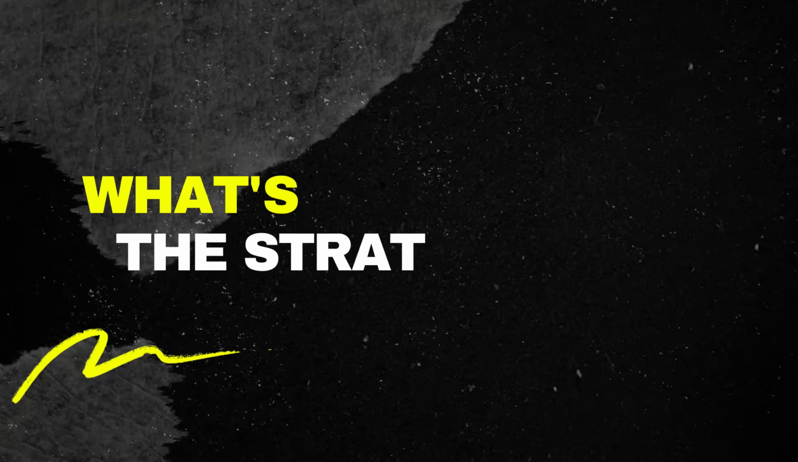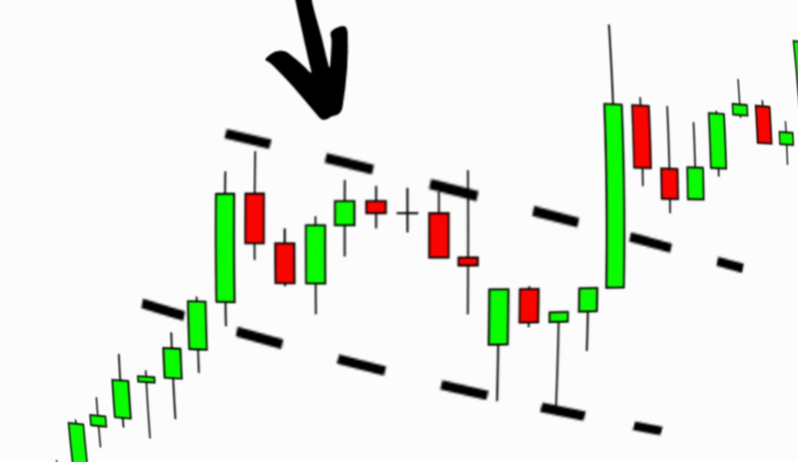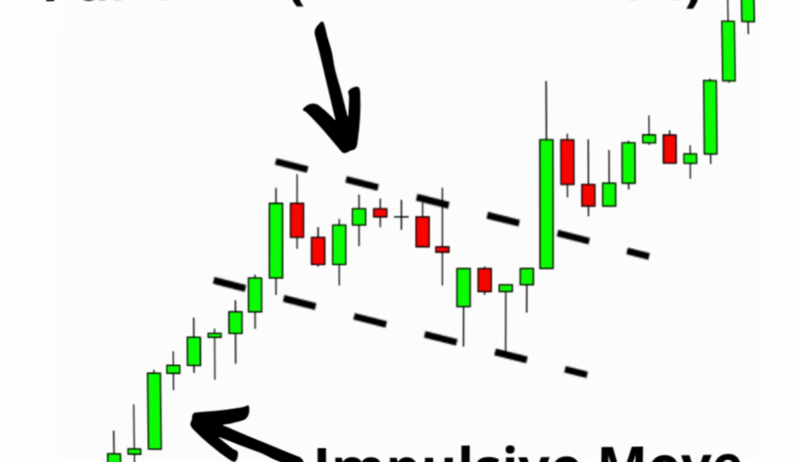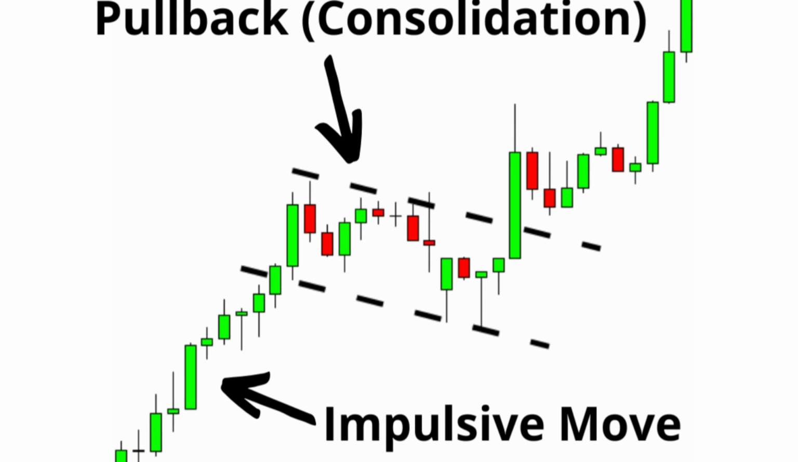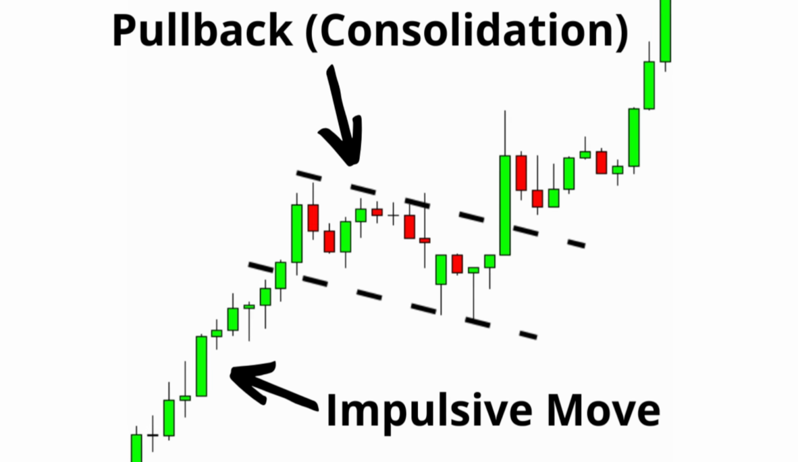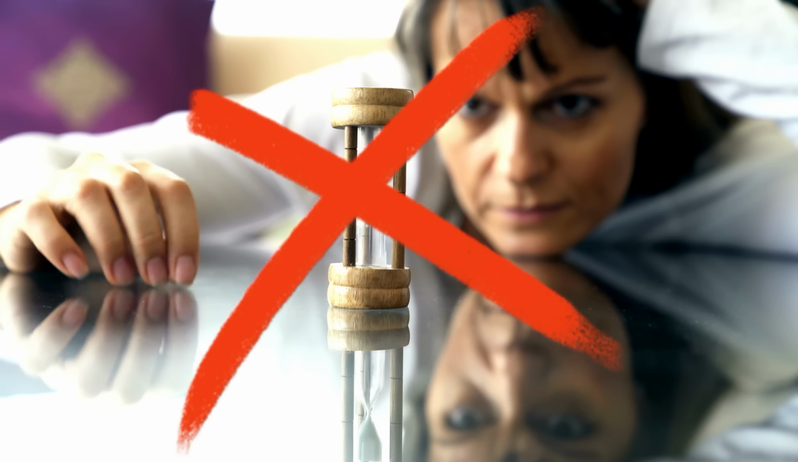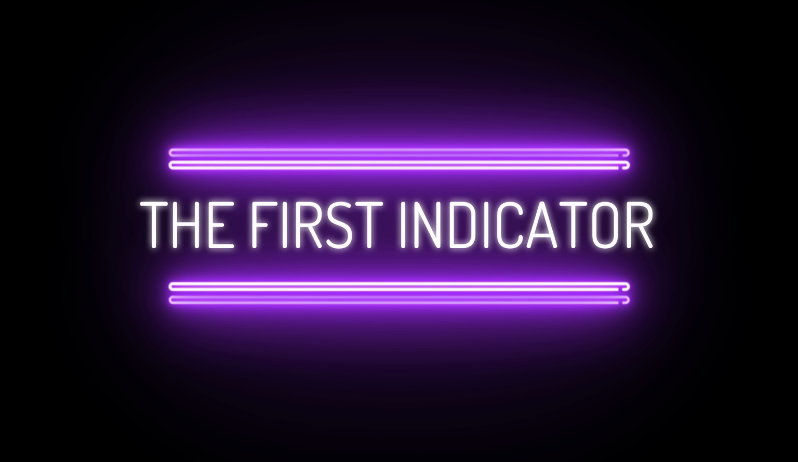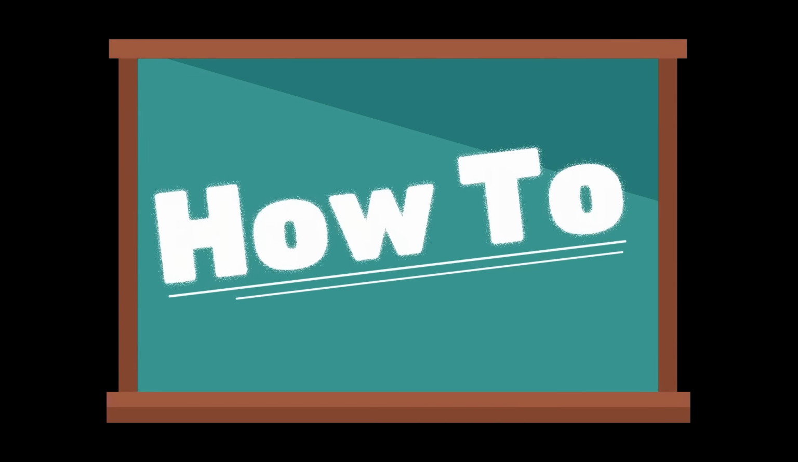Now, what's the strategy built on? It's based on pullbacks. The simplest way to explain it: a pullback is when the price temporarily moves against the trend before continuing in the same direction. That little pause is where this scalping trading strategy gets its edge. The good news is, you don't need to spend hours trying to spot these pullbacks manually. The first indicator we're using is often called one of the best indicators on TradingView because it automatically highlights those pullbacks for you. Let me walk you through exactly how it works.